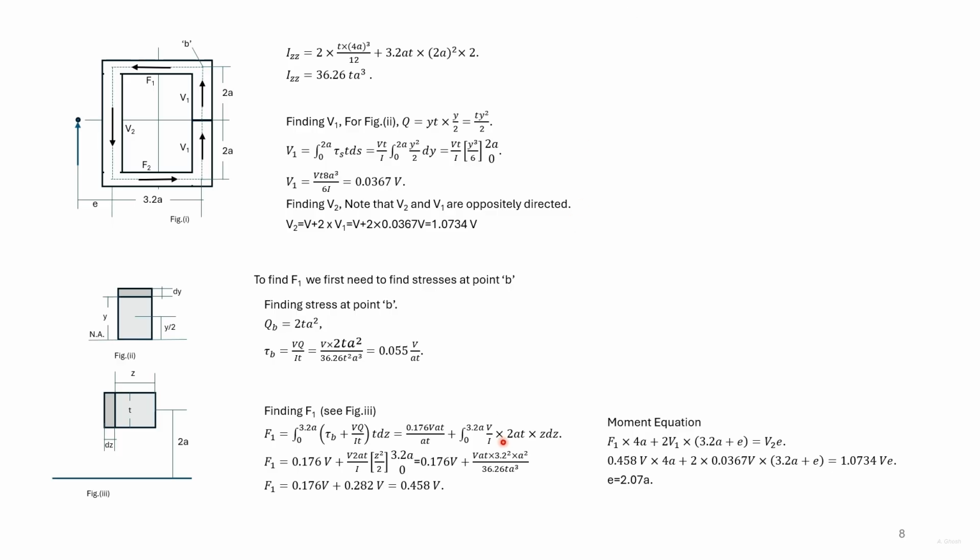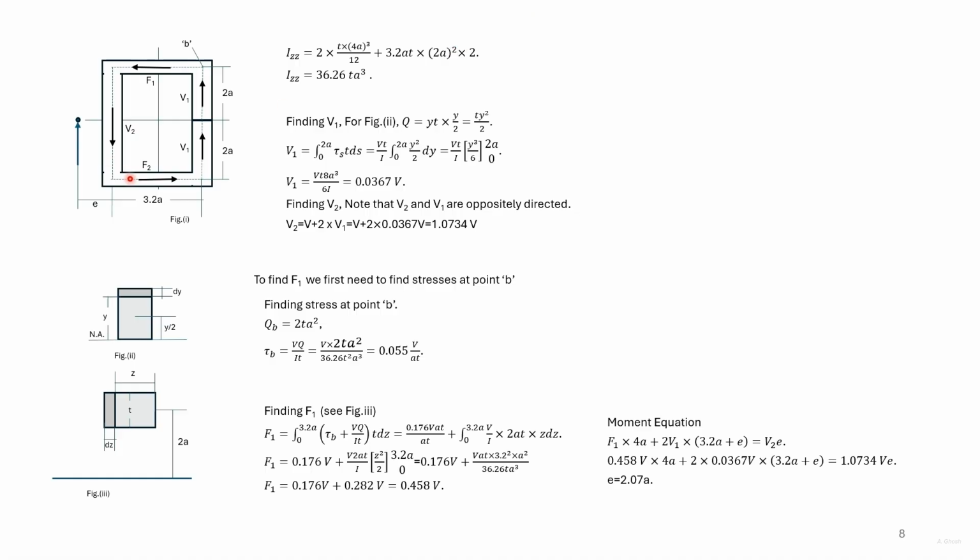Here the other terms are constant. We have integration of z dz, which we integrate as z square by 2. And then we substitute 3.2a for z and also I. So adding up, we get F1.